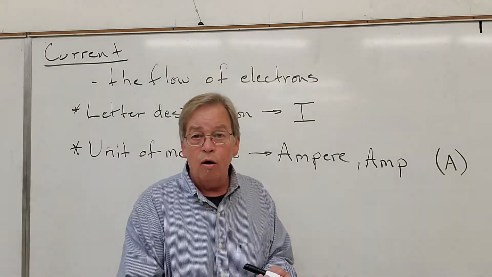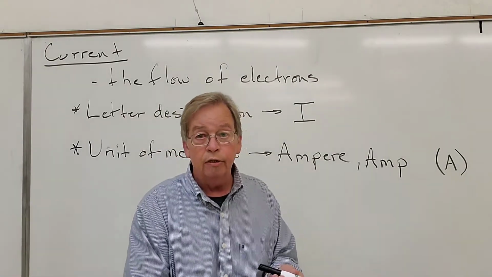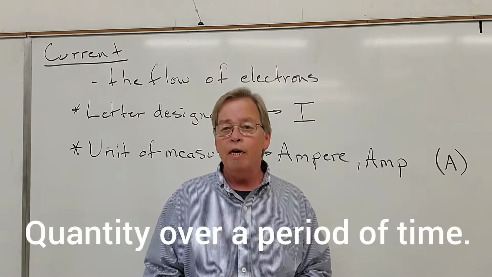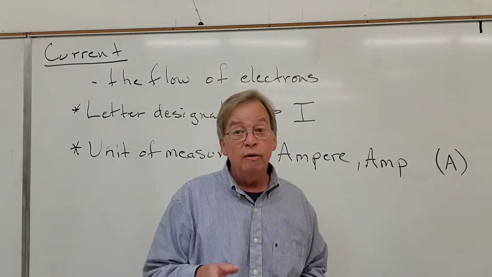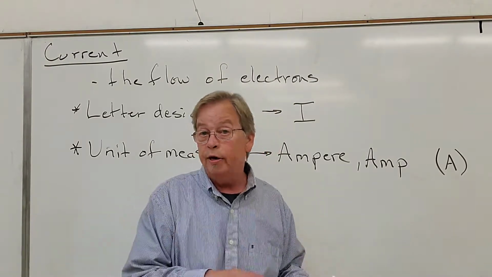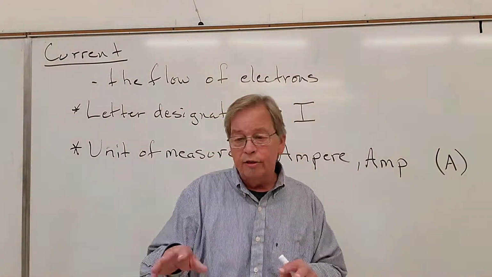I mean, think about a gallon per hour. That's barely a drip. A gallon a minute, that's a pretty good gush. So it has to be with an amount, a quantity, over a period of time. So that's how we measure flow. Now, the amp is the unit of measure for flow, and it does incorporate a quantity and a period of time.